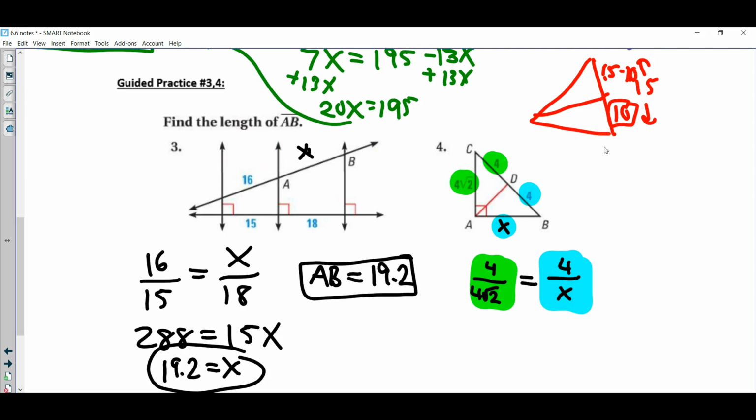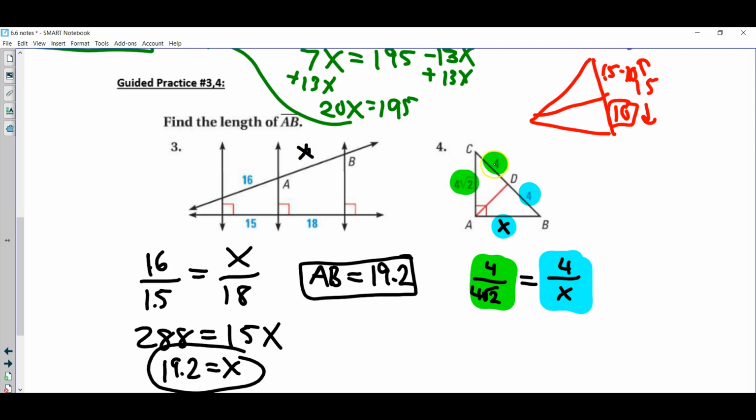I have to go over number 4 with you in a moment, but as we look at number 3 here, we know that 16 and 15 are going to be in the same ratio as x and 18 since these lines are parallel and the transversals cut through them. So I set up my ratio as 16 over 15 equals x over 18. Once again, that may not be the only possible way to set the proportion up, but this also works good enough. We cross multiply, we're going to get 288 equals 15x. Solving for this, we get 19.2, which is the length of AB.